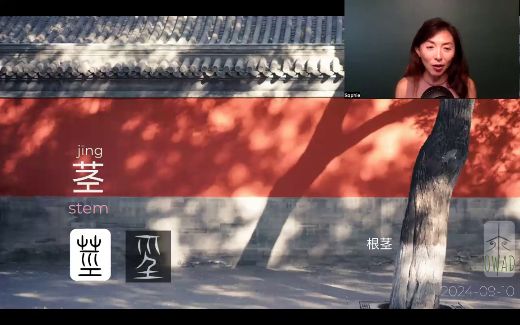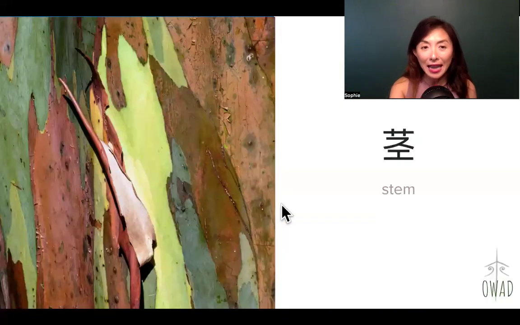So when Chinese talk about 根 and 茎, we put them together as 根茎. But when we say 根茎, most likely it means the root. And the stem just comes attached to the root, but the root is the main thing we're talking about here. All right, so that's stem.